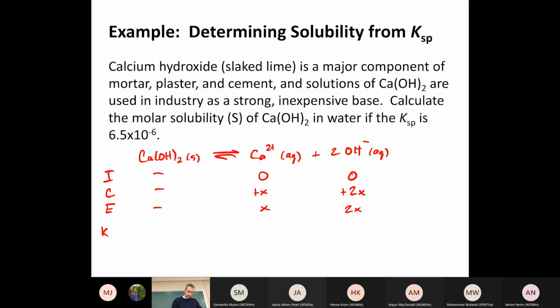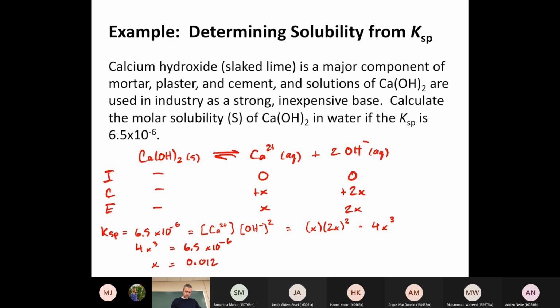So our Ksp is equal to 6.5 times 10 to the minus 6. And that's going to be equal to the concentration of Ca2+ at equilibrium times the concentration of hydroxide squared at equilibrium, which equals X times (2X) squared, which is equal to 4X cubed. So now we just solve for X. We have 4X cubed equals 6.5 times 10 to the minus 6. X equals 0.012.